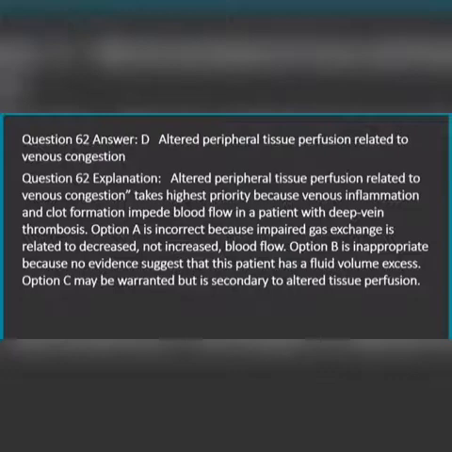Question 62 Explanation: Altered peripheral tissue perfusion related to venous congestion takes highest priority because venous inflammation and clot formation impede blood flow in a patient with deep vein thrombosis. Option A is incorrect because impaired gas exchange is related to decreased, not increased, blood flow. Option B is inappropriate because no evidence suggests that this patient has a fluid volume excess. Option C may be warranted but is secondary to altered tissue perfusion.